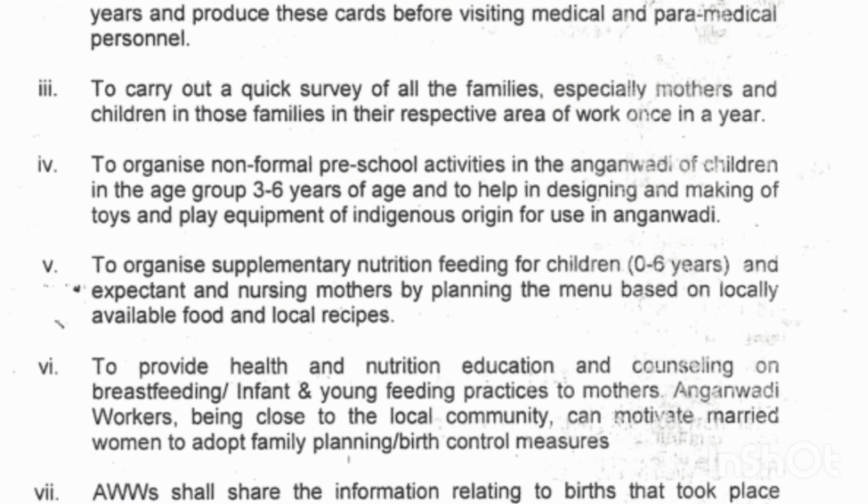Next is to organize supplementary nutrition feeding for children 0 to 6 years and expectant and nursing mothers by planning the menu based on locally available food and local recipes. So we have already all seen that in Anganwadi, mostly the locally available food and local recipes are provided to the children. To provide health and nutrition education, counseling on breastfeeding, infant and young child feeding practices to mothers. Anganwadi workers, being close to the local community, can motivate married women to adopt family planning and birth control measures.